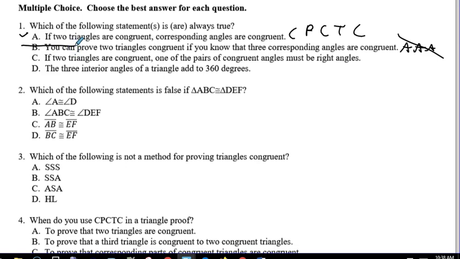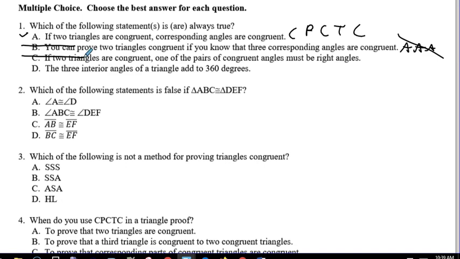If two triangles are congruent, okay, one of the pairs of angles must be right angles. No. We've done plenty of triangles that were scalene or obtuse or acute. You don't have to have right angles to be congruent. If you're doing HL, you need that, but it doesn't say if two triangles are congruent by HL. If it said by HL, well, yes, you have to have a right angle, but not in general. So you got to read these things very carefully.